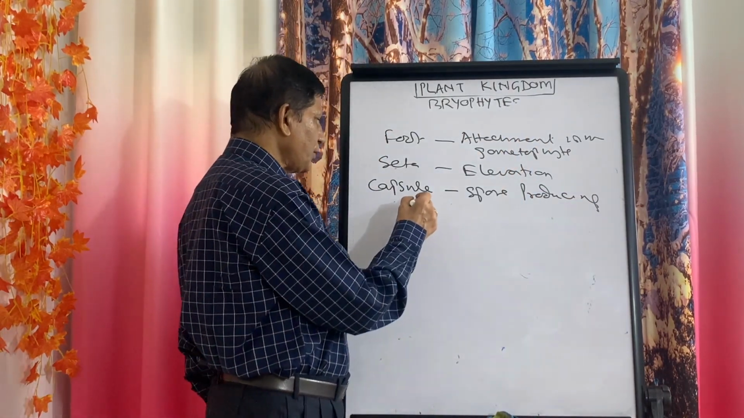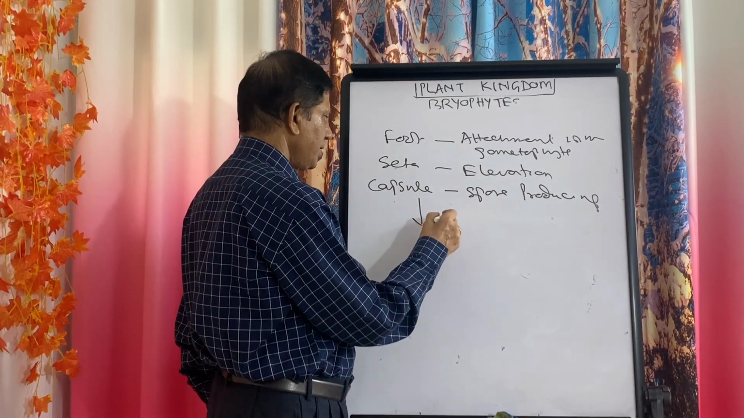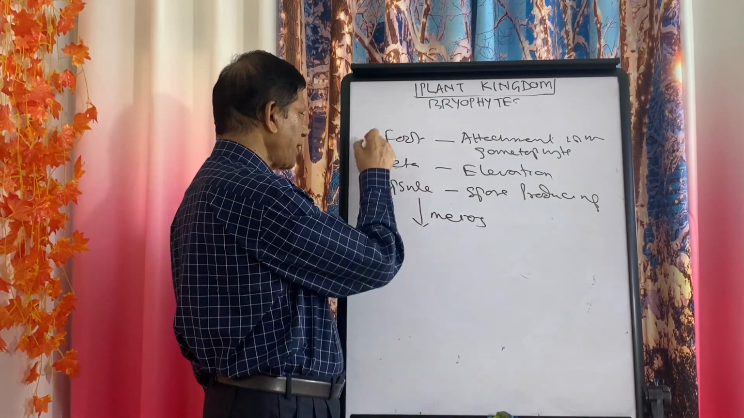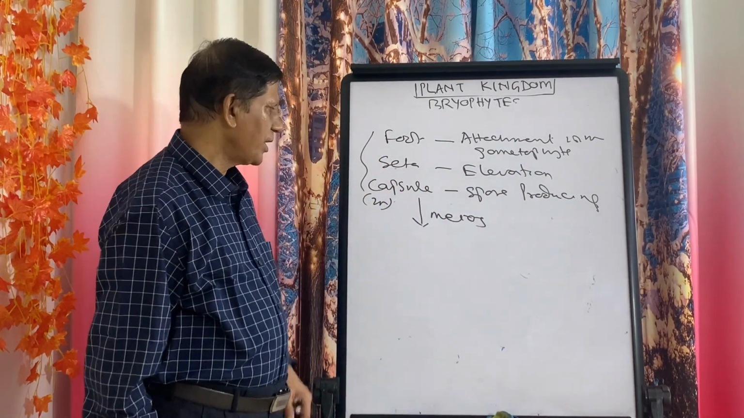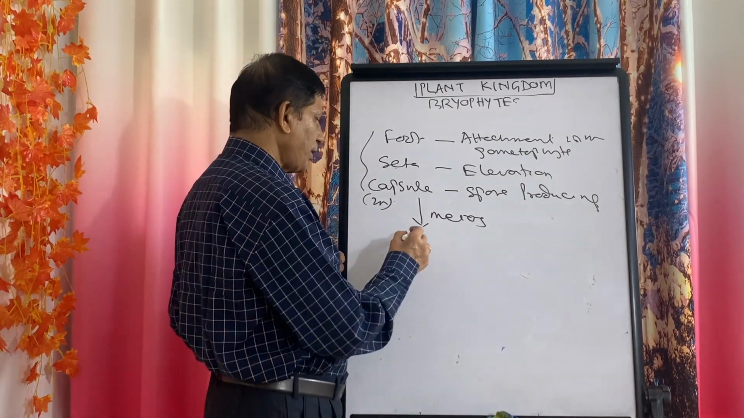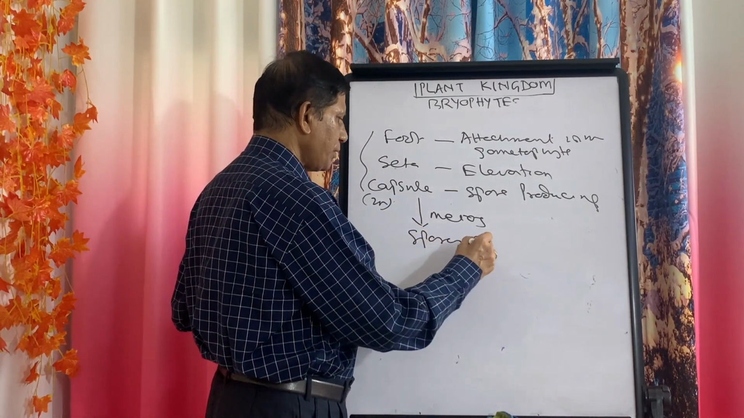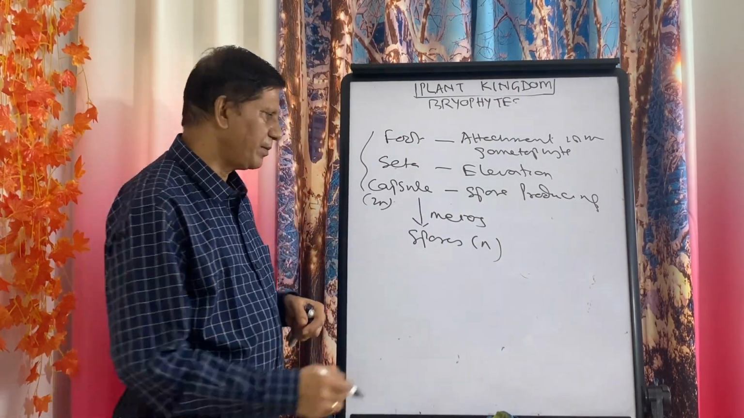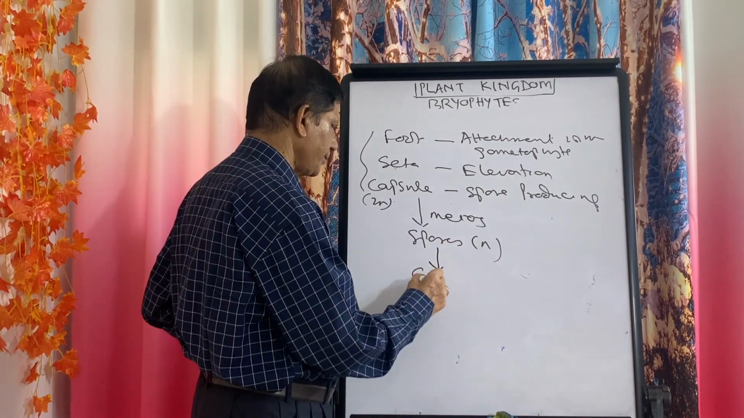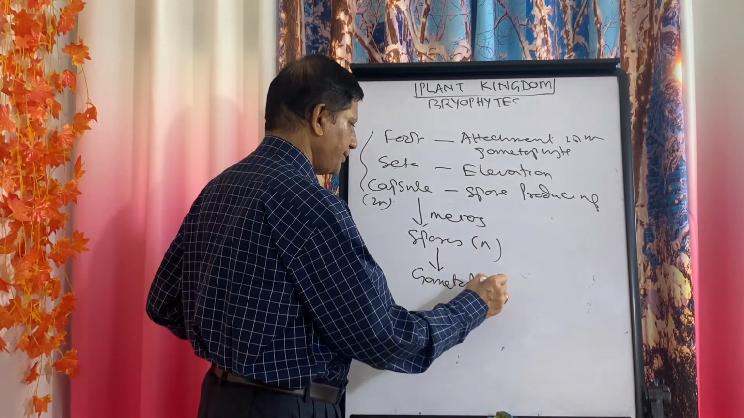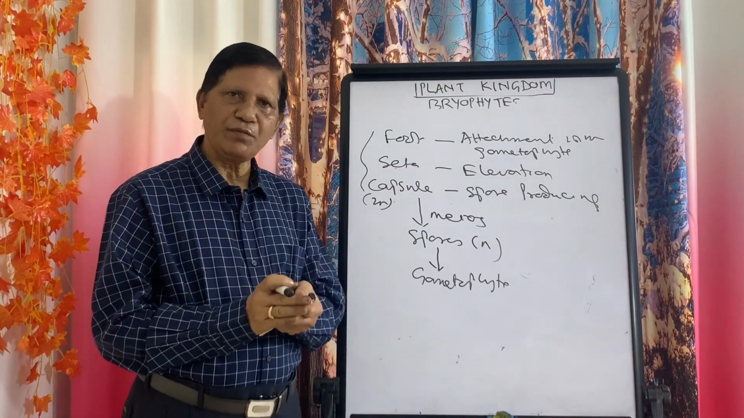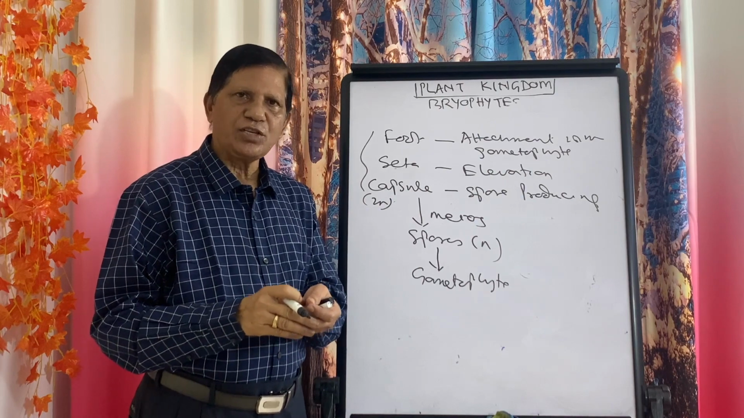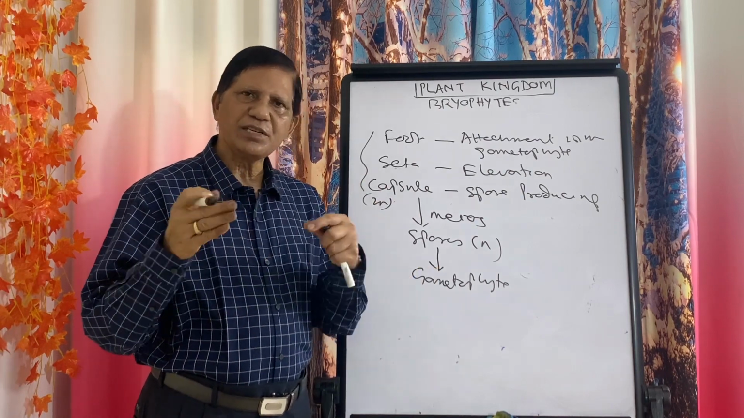Now within this capsule there will be meiosis, because the capsule, foot, and seta are all diploid, as they are parts of the sporophyte. So here there will be meiosis, and after meiosis the spores will be produced, and the spores are now haploid. Now these spores will germinate to give rise to the gametophytic plant body. So now you see we started from the gametophyte, which gave rise to the sporophyte, then again the gametophyte. That means here both haploid and diploid stages exist.